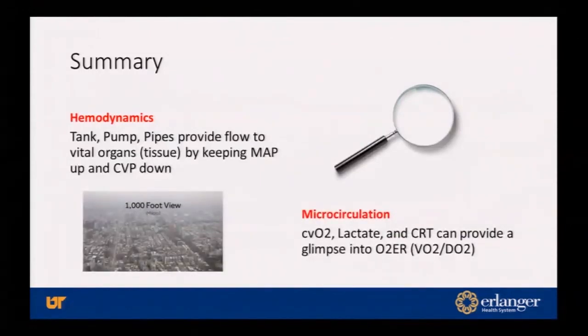So let's summarize. Our circulation is two separate components. We've got our big picture, our 1,000-foot view, our hemodynamics. We've got our tank, our pump, and our pipes working seamlessly to maintain a high MAP and a low CVP. And at the microcirculatory level, we're trying to deliver enough oxygen relative to the oxygen that's being consumed. And our CVO2, our lactate, and our capillary refill time can provide a glimpse into our oxygen extraction ratio.